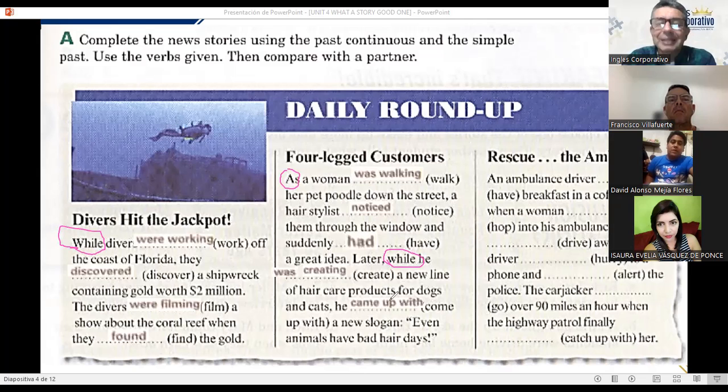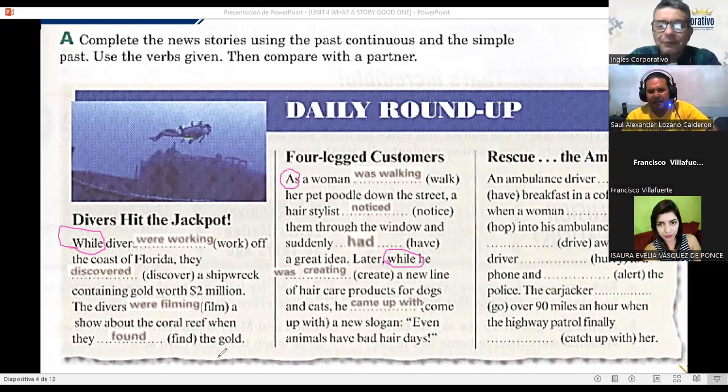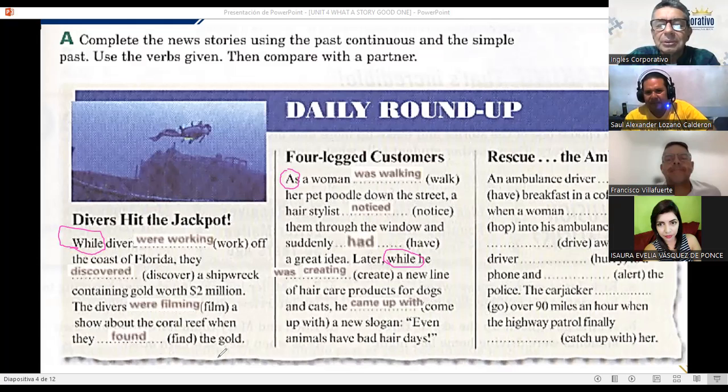Teacher, I have a question. Sure. I'm a little confused. What about when the word while goes at the end of the sentence? In other grammar forms, while will be in the middle of the sentence. For example, let me see if I can go to the previous one.